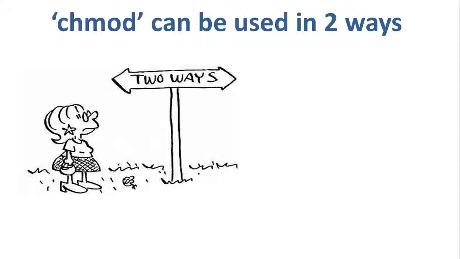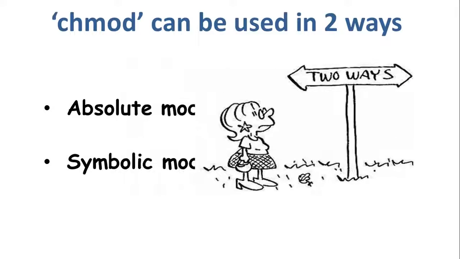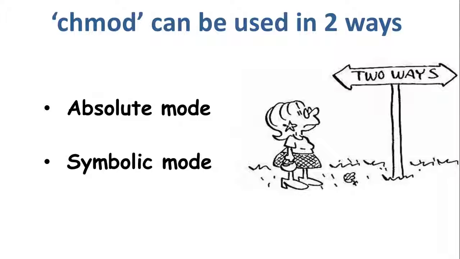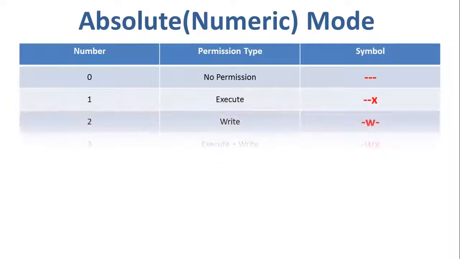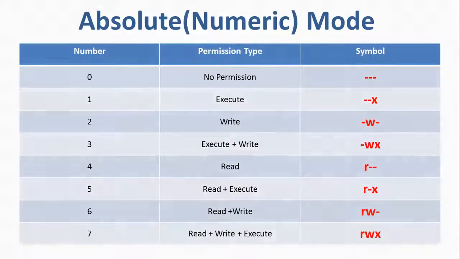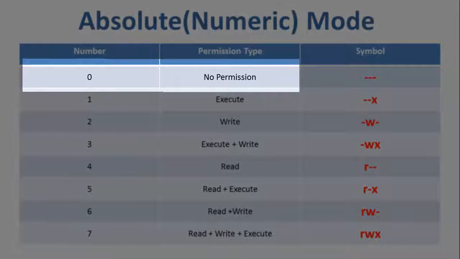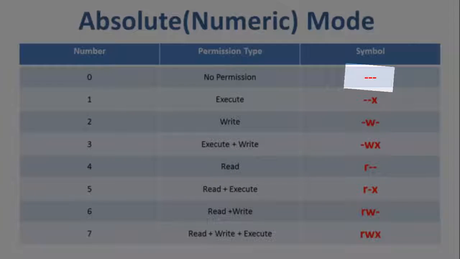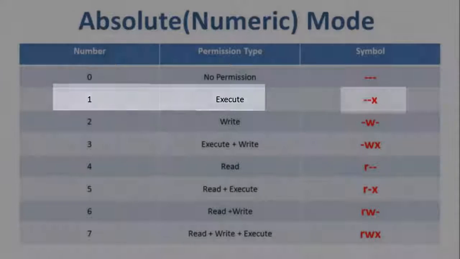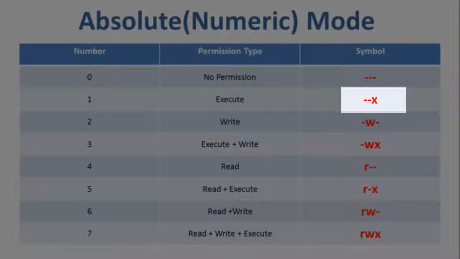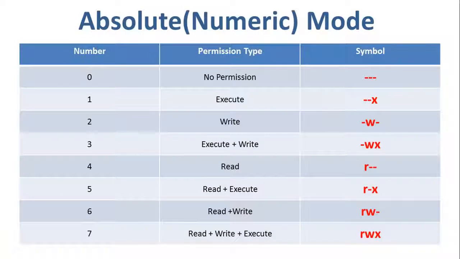There are two ways to use the command. The first one is the absolute mode and the second one is the symbolic mode. Starting with the first one, in this mode, file permissions are not represented as characters but a 3-digit octal number. The table shows numbers for all the permission types. For example, the number 0 states no permission and the symbol for it is three hyphens successively. The number 1 would be for execute and the symbol for the same is --x. Let us understand this by an example.